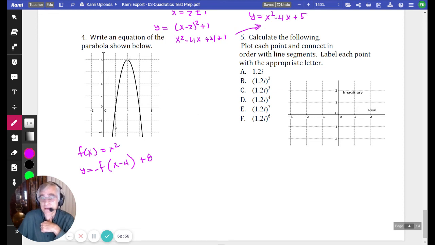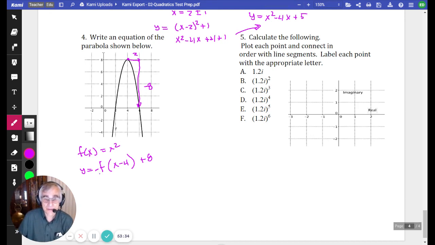And I see that if I go from the vertex over 2 units, we're going down 8 units. Now, in the parent function, y equals x squared, or f of x equals x squared, if you go over 2 units, you'd go down 4. 2 squared is 4. Here, we're going over 2 units to the right, and we're going down 8. So instead of 4 for the parent function, we're going down 8. So this parabola is stretched vertically by a factor of 2.